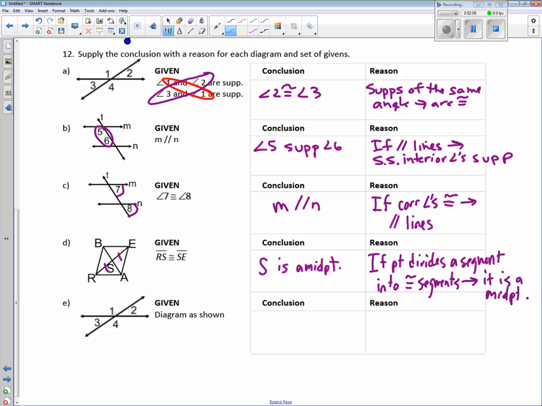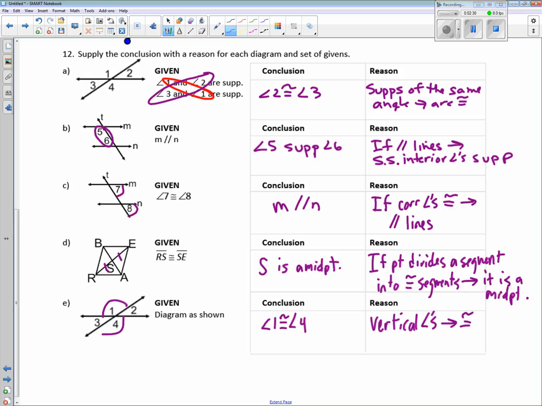And last, the diagram is shown. There's a bunch of different directions we can go here. We can go with congruent vertical angles. We can go with linear pairs, like 1 and 2 are supplementary. For example, I could say angle 1 is congruent to angle 4, and the reason is vertical angles are congruent.